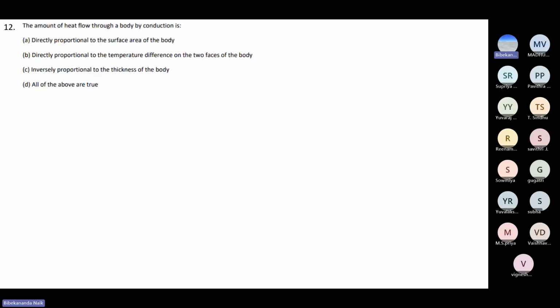Now the first question says: the amount of heat flowing through a body by conduction is directly proportional to the surface area of the body, directly proportional to the temperature difference on the two faces of the body, inversely proportional to the thickness of the body, or all of the above. So this is a very easy question. Can anyone tell me what will be the correct option in this case?